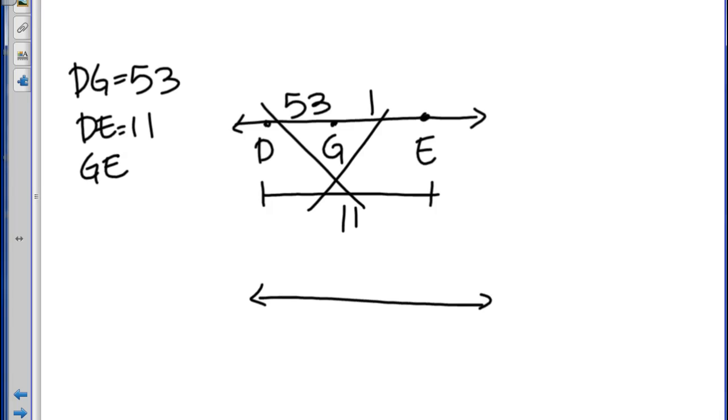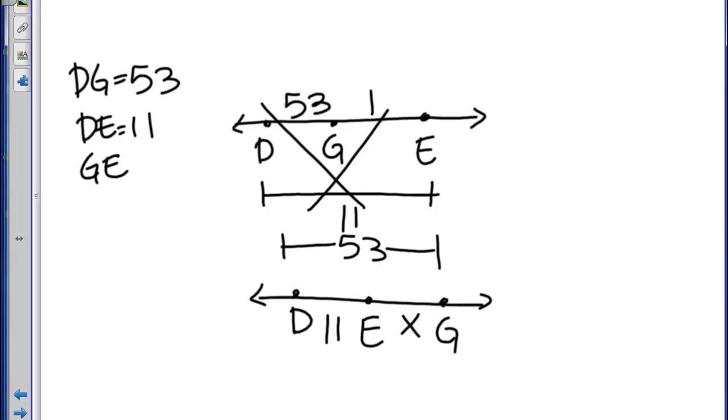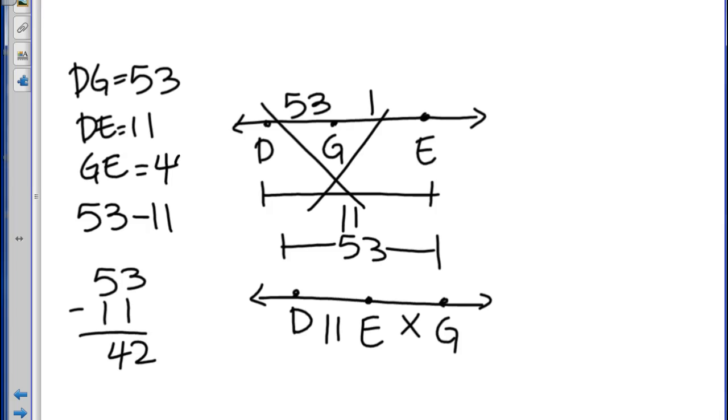So this one is from D to E and then to G. So from D to G is 53. And then from D to E is 11. We are missing this piece again from G to E. So again, we would need to subtract. 53 minus 11, you can stand those up and subtract them, is 42. So GE is 42.